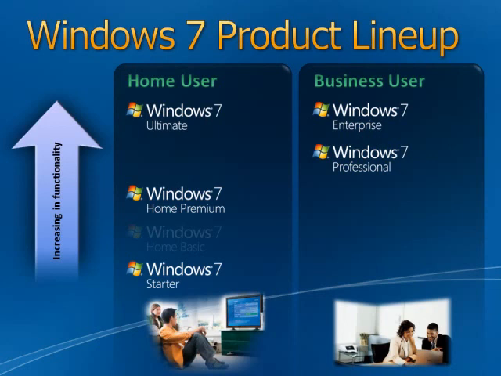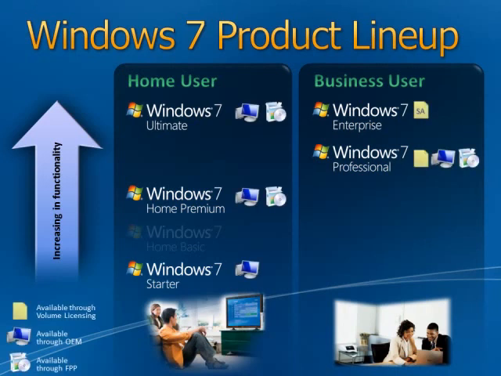The next edition up functionality-wise is Windows 7 Professional, which is the main business user edition that customers will purchase. And then finally, Windows 7 Enterprise and Ultimate are the two fully loaded editions, but one, as you can see, aimed at the home user and one at the business user.